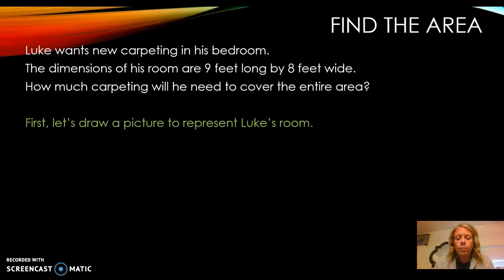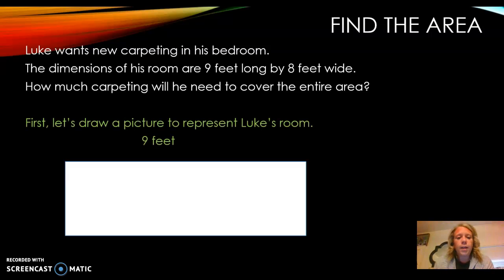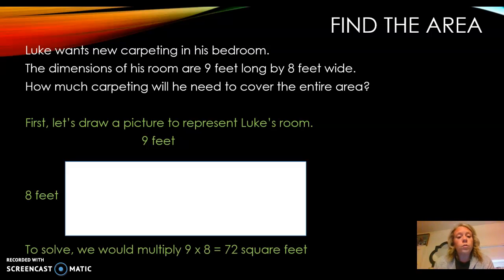First, let's draw a picture to represent Luke's room. Here's my rectangle, and I'm going to label it 9 feet by 8 feet. So to solve, we would multiply 9 times 8 equals 72 square feet.